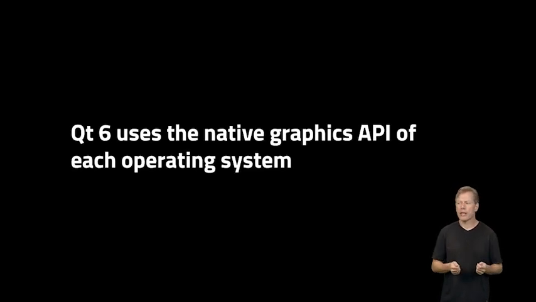So the big takeaway and what's really important to note is that Qt 6 uses the native graphics API of each operating system. We're not using OpenGL on all of those operating systems anymore. We're now using Metal on macOS and iOS. We're using DirectX 3D on the Windows platform, and we're using Vulkan on Vulkan-enabled devices, or Android, for example, modern Android systems.